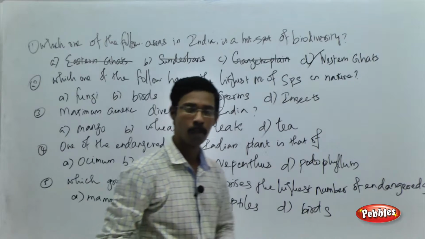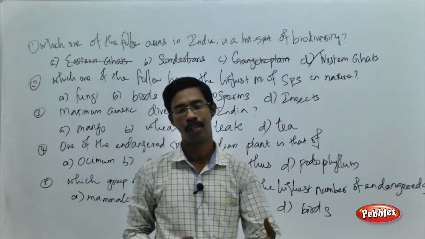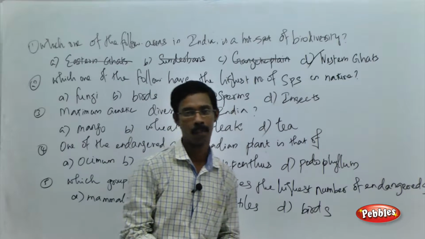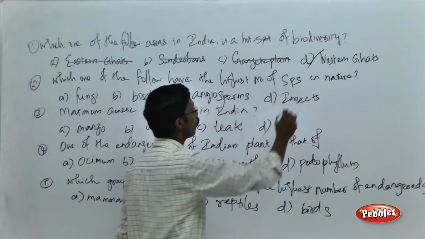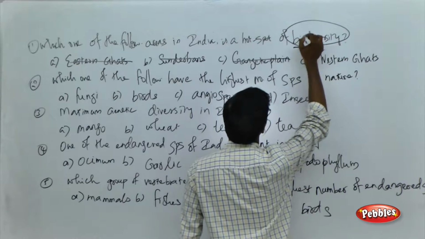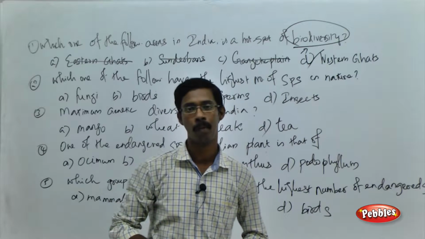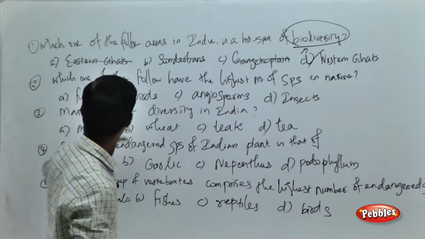Of course, Sundarbans belongs to something called a natural reservoir, but we cannot call it a hotspot, because hotspots refer to the availability of huge varieties of diversification of species in a single place. That is the point you have to remember about the hotspot. Fine. See the next question.